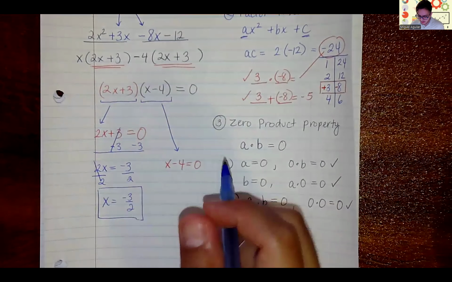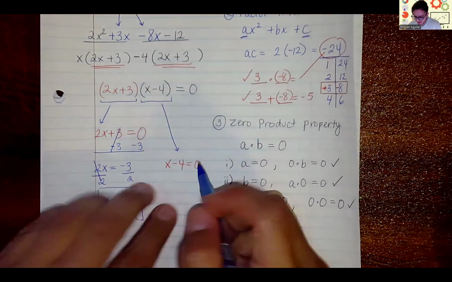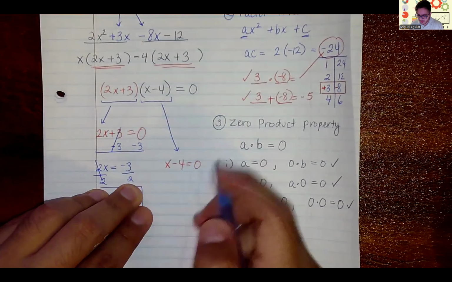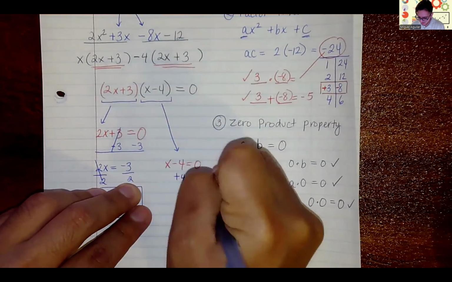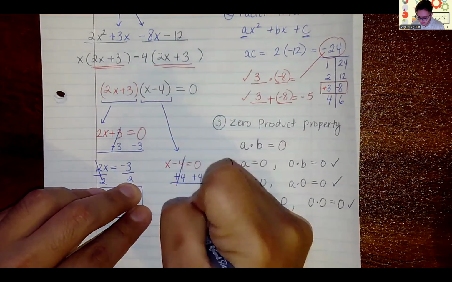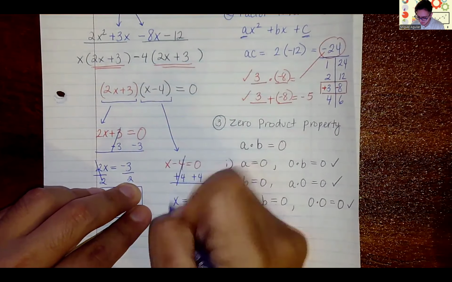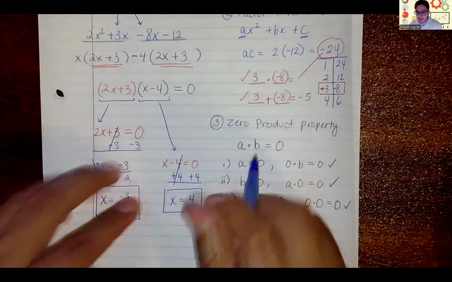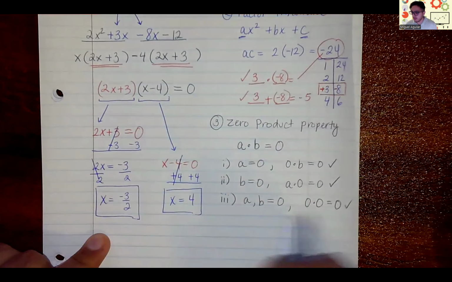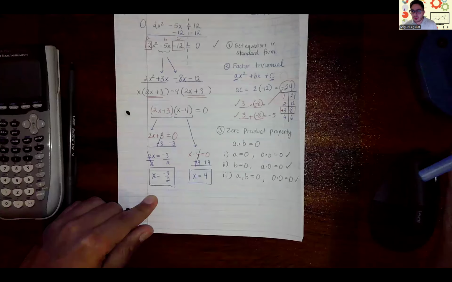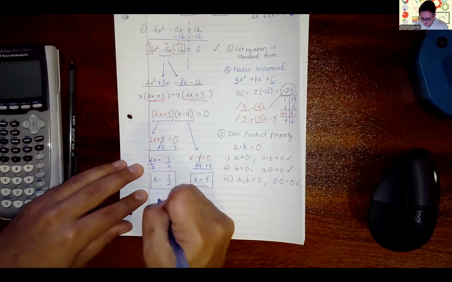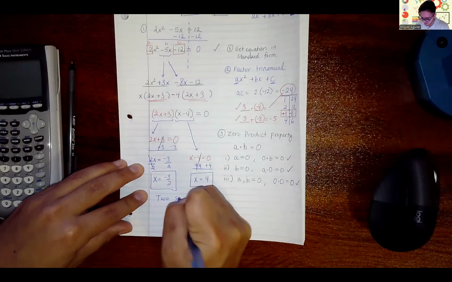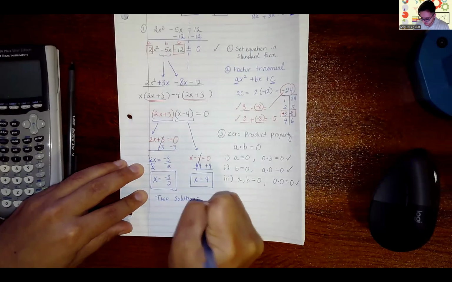Okay. And then if we look at x minus 4 and try to solve this linear equation, we would just have to add 4 over to the other side, such that we now have x equals positive 4. And then we have another solution. Okay. So it turns out that these quadratic equations will yield two solutions, right?